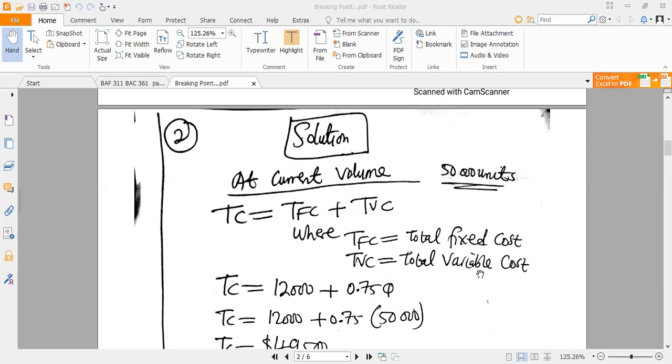Then our total cost is going to be the total fixed cost at current volume, which is 12,000, plus the total variable cost. This is the variable cost per unit, which is 0.75, multiplied by how many units we are producing at this level. We are producing 50,000 units.